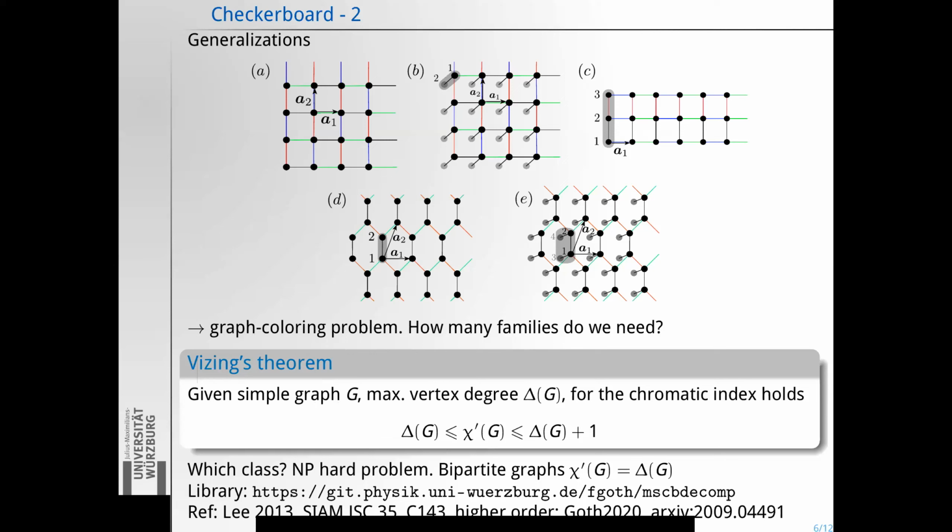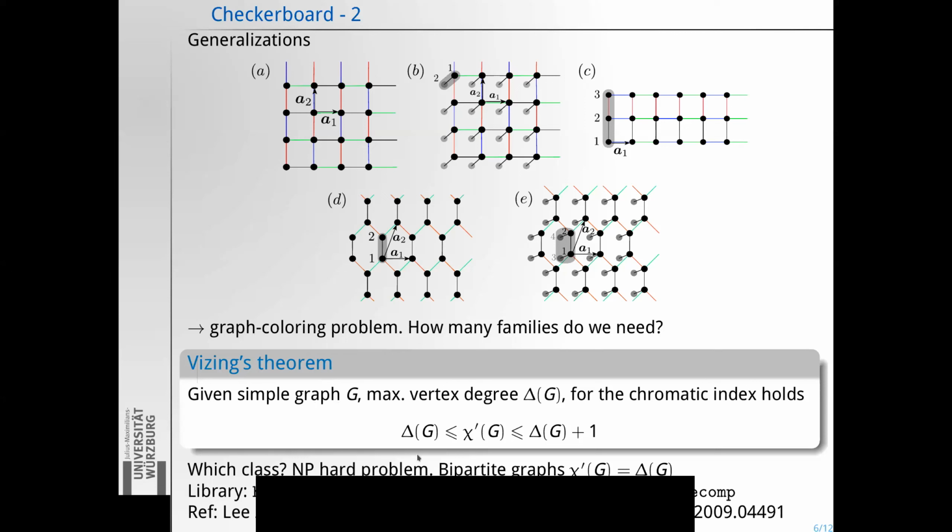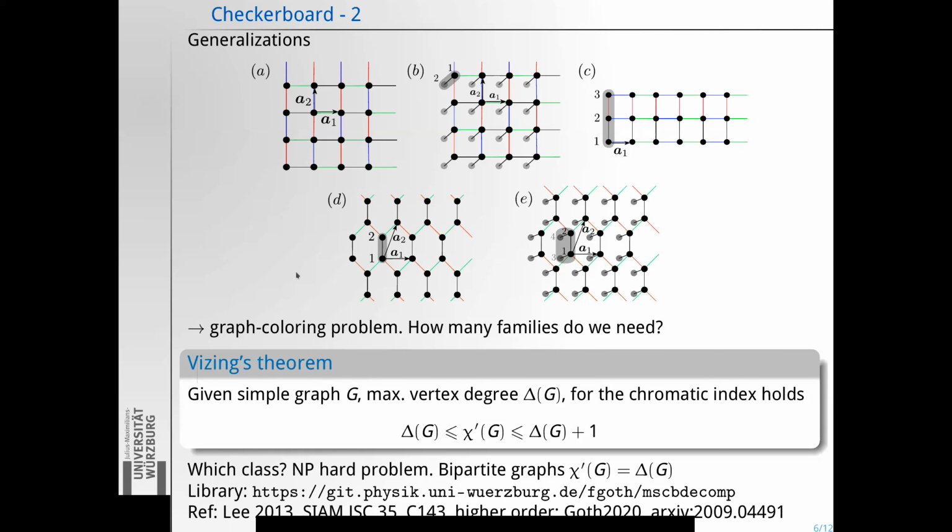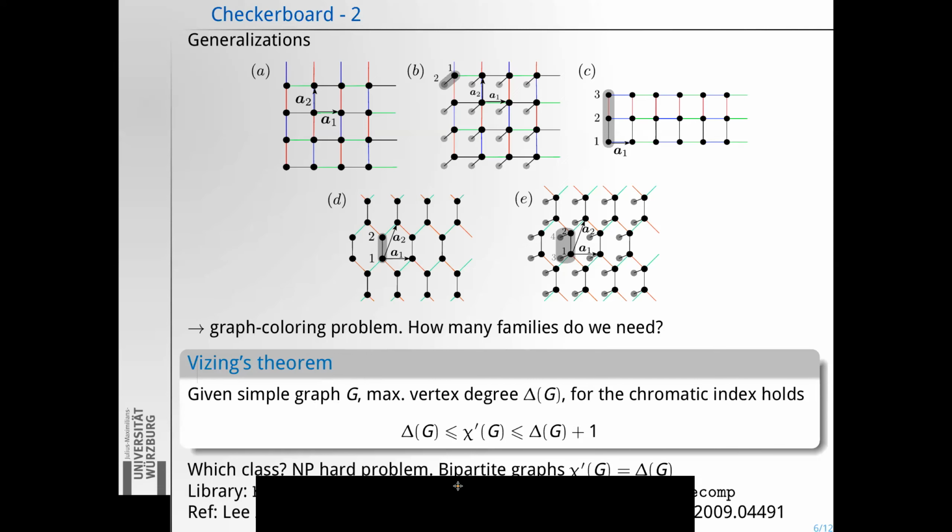Nathaniel raised his hand. You can ask a question. Hi, I have a question about the checkerboard decomposition. Is it unique, in the sense that there is just one checkerboard decomposition for one type of lattice?